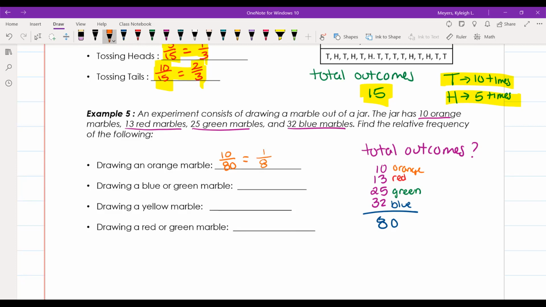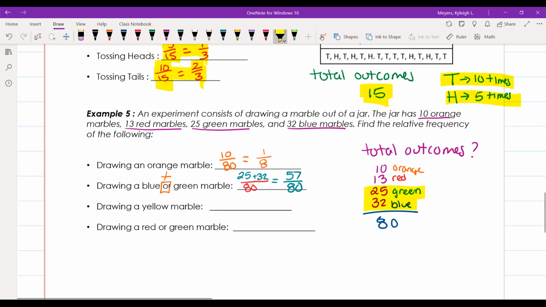This next one says drawing a green or a blue, right? So you add those up. So our total is out of 80. How many greens are there? 25. How many blues are there? 32. So add those up. 25 plus 32 gives me 57/80, which can't be simplified.